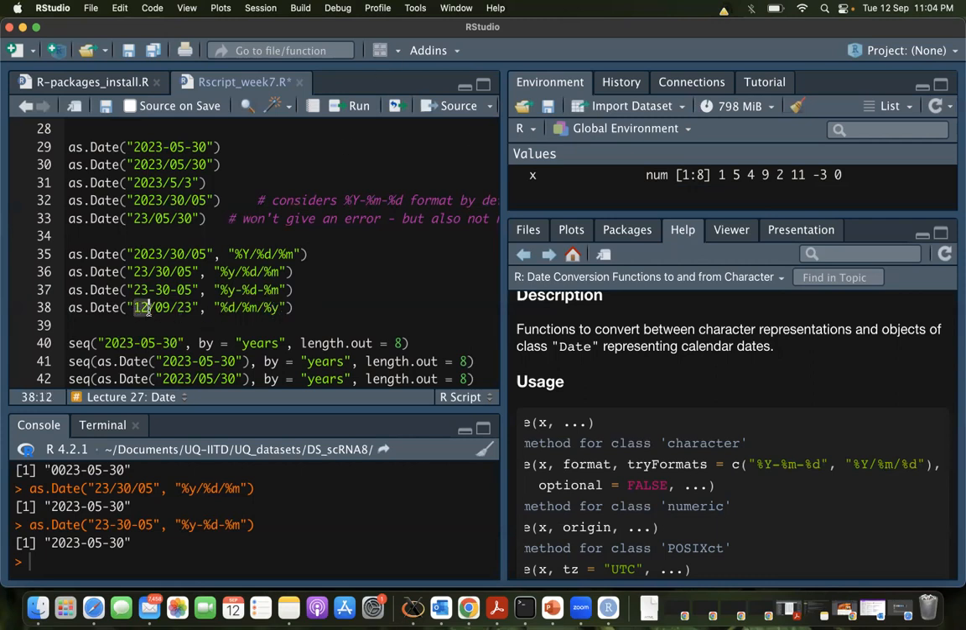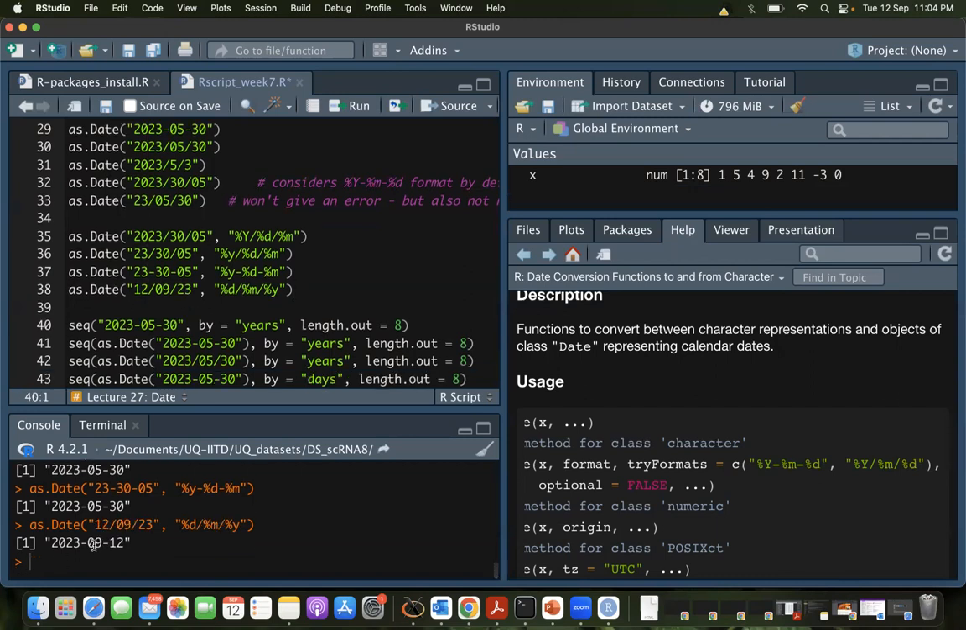Because I'm writing first the day, then the month, then the year, and I'm giving just the last two digits. It's not 0023, but the current century, so that's 20 and this. So if I write this, it's giving me 12th September 2023, which is correct, right? So great. It can be slightly complicated, but this is how it is.